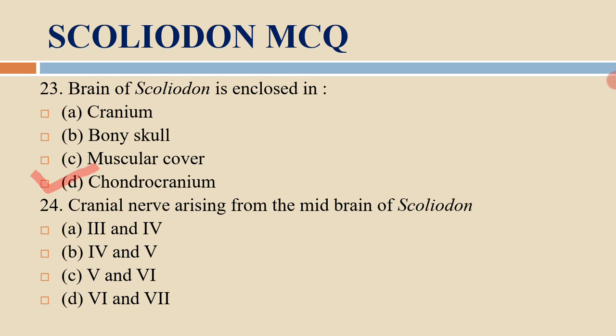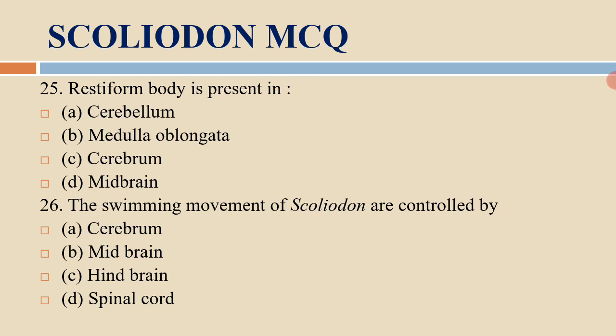A. third and fourth, B. fourth and fifth, C. fifth and sixth, and D. sixth and seventh. So the cranial nerves number third and fourth arise from the midbrain. The first two pairs of cranial nerves arise from the forebrain, the third and fourth pairs arise from the midbrain, and the remaining pairs of cranial nerves arise from the hindbrain.